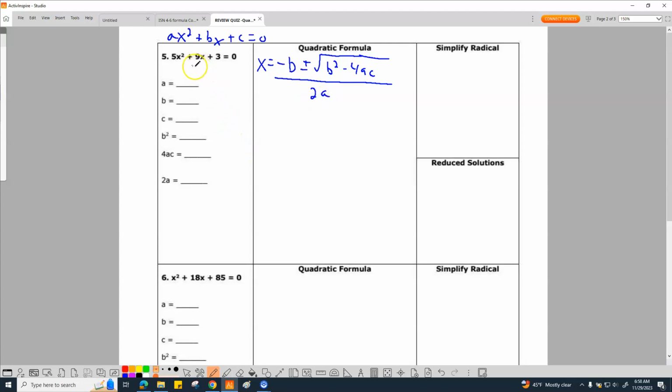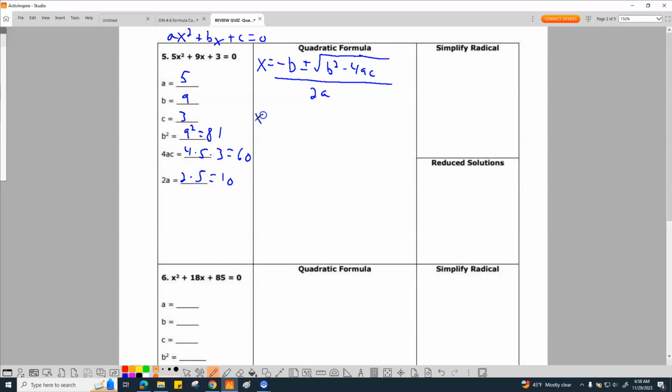All right, let's go ahead and check our equation. Is it equal to 0? The answer is yes. So since it is equal to 0, we are going to go ahead and start labeling stuff. Our a is 5, our b is 9, our c is 3. Comes from those numbers up there. B squared, that means just square b, which in this case is 9 squared, which is 81. 4 times a times c gives me 60. 2 times a, 2 times 5 is 10.